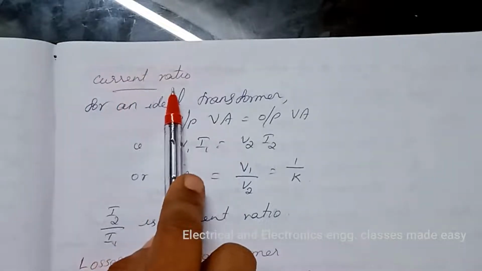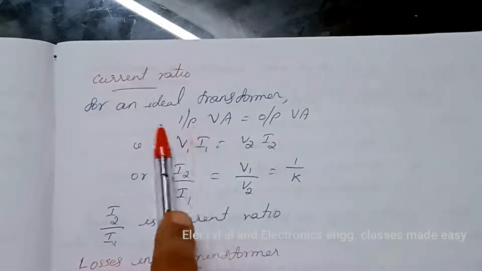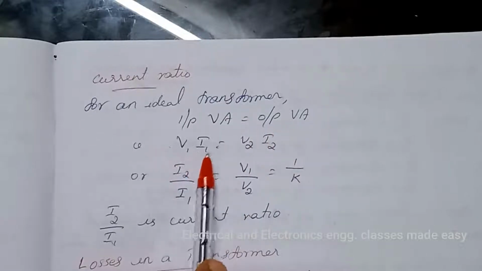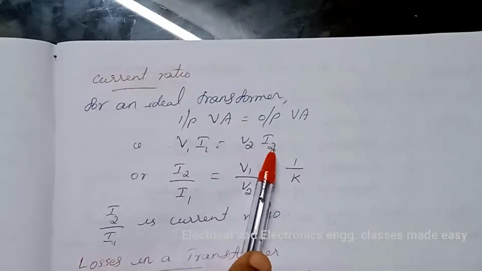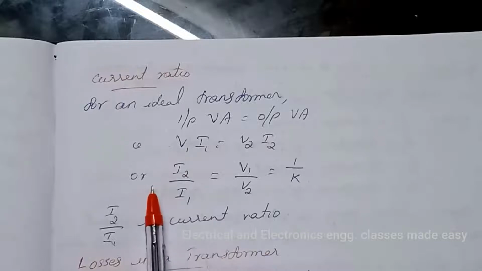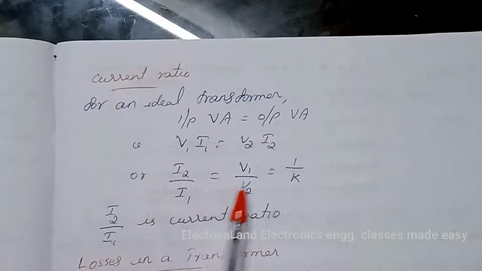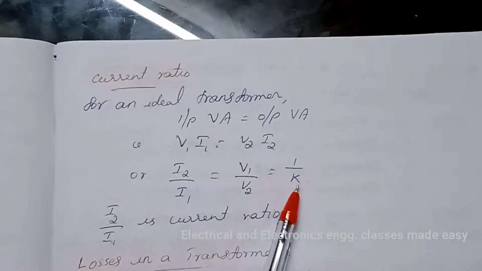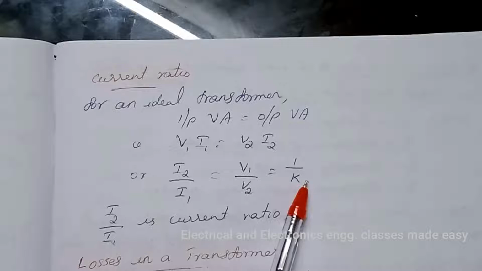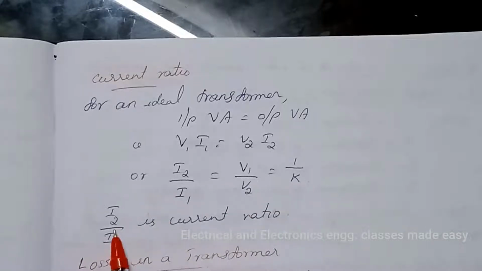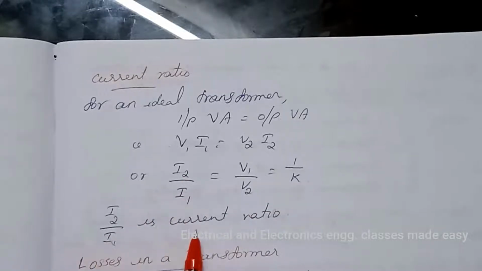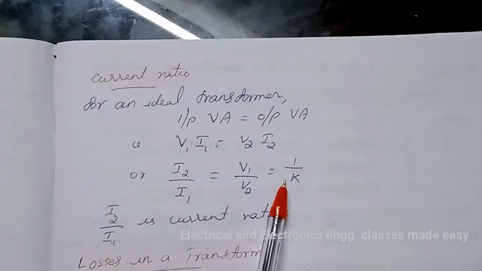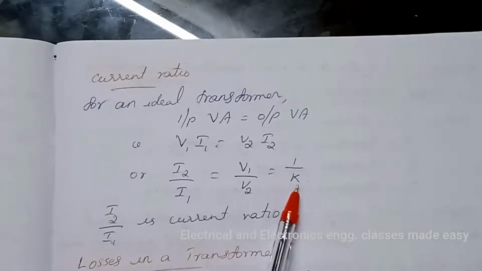Next is the current ratio. For an ideal transformer, input VA equals output VA. That is, we can write V1 I1 equal to V2 I2, or I2 by I1 equal to V1 by V2. And V1 by V2 is equal to 1 by K, where K is the voltage transformation ratio. So I2 by I1 is called the current ratio and is the inverse of the voltage transformation ratio K.